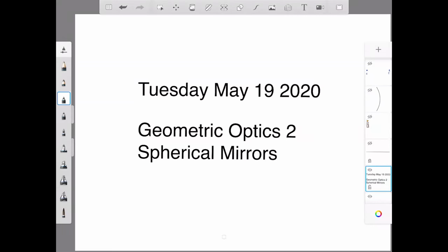And today we're going to take that a step further by looking at two different kinds of spherical mirrors. So we have two kinds. The first one is called the concave, and the second one is called the convex. So before I get into any of the details about this, let me actually show you a real picture of these two types of mirrors.